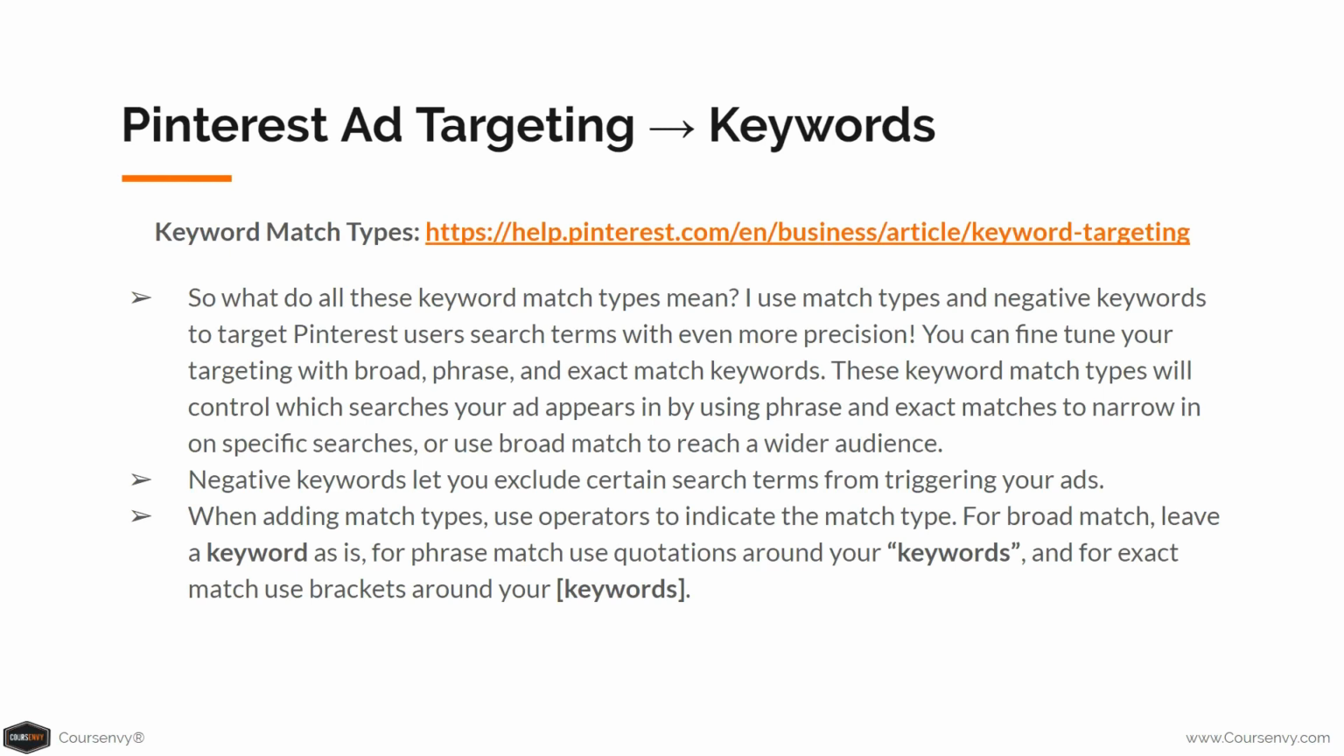For broad match, we'll leave the keyword as is. For phrase match, we'll use quotations around it. And for exact match, we'll use brackets around it. And then to make it a negative keyword, we'll add a dash in front of the phrase or exact match.